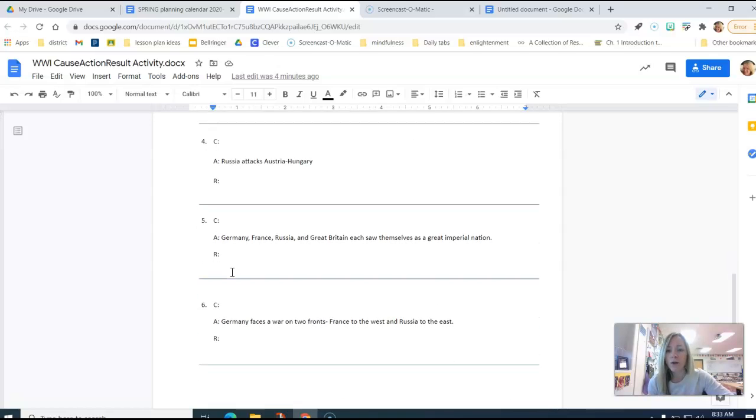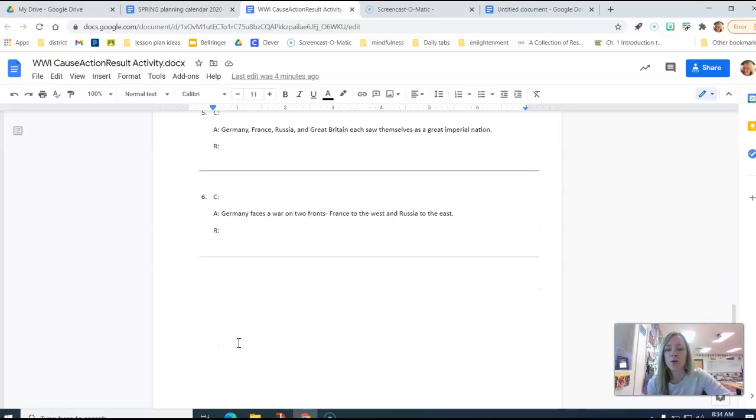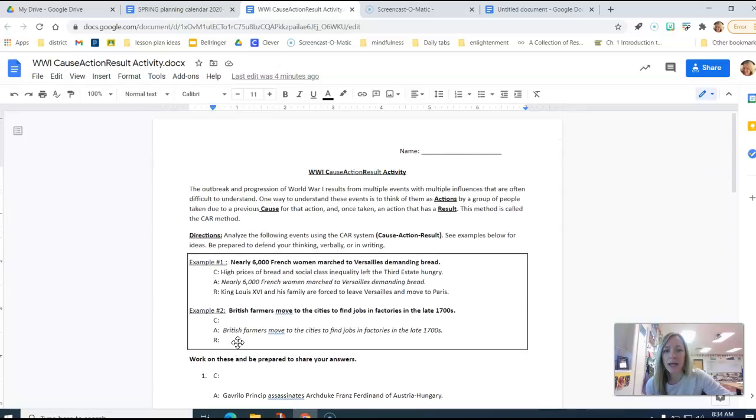Number 4 goes into the sequence of events with your alliances. Number 5 is an important one to think about, and number 6 as well actually goes into the Schlieffen plan.